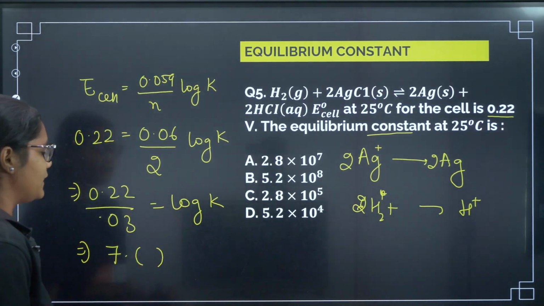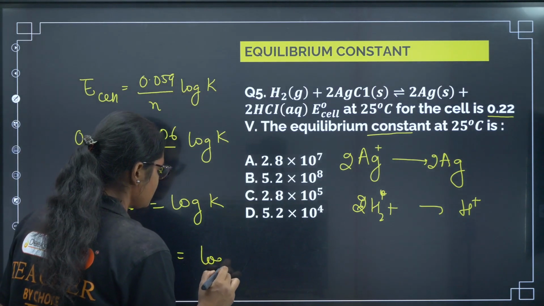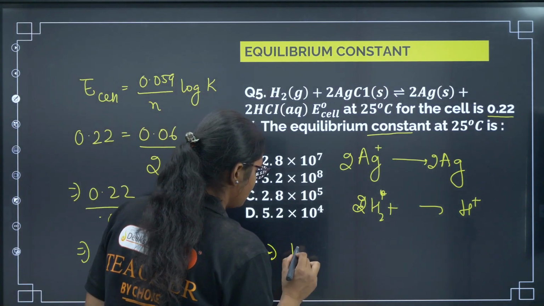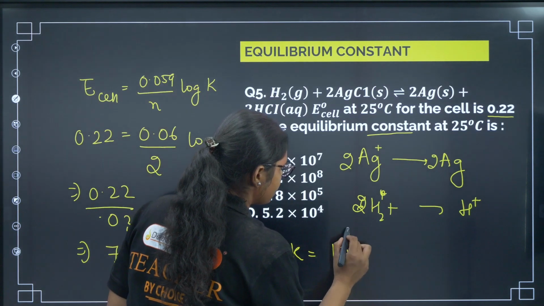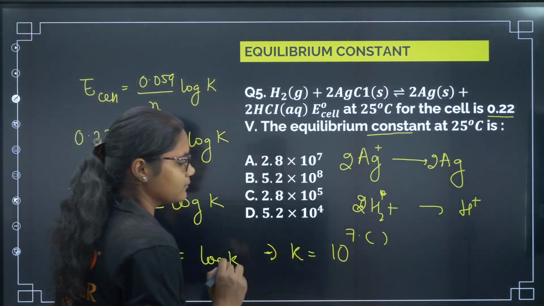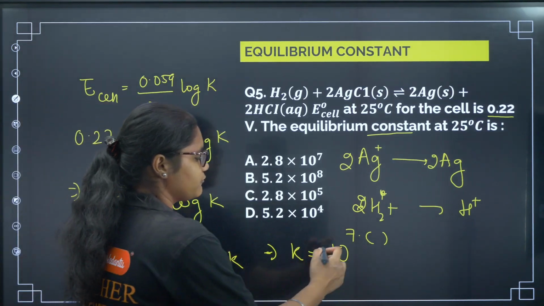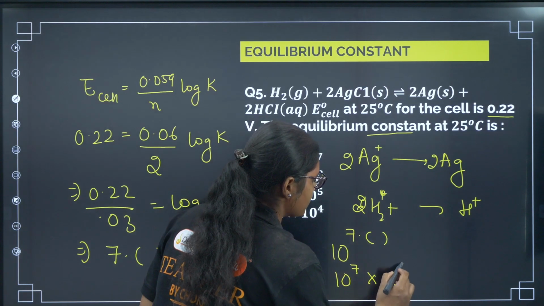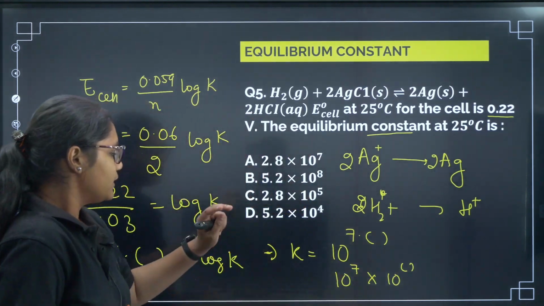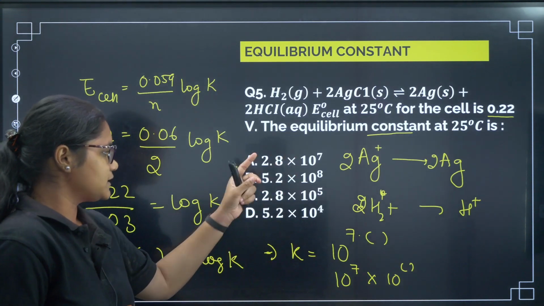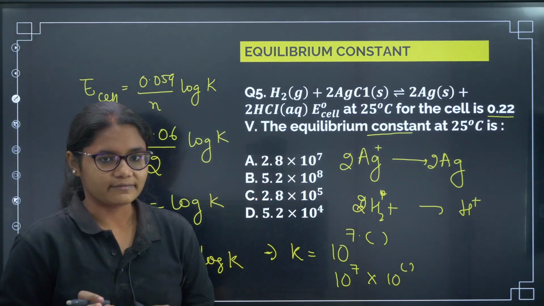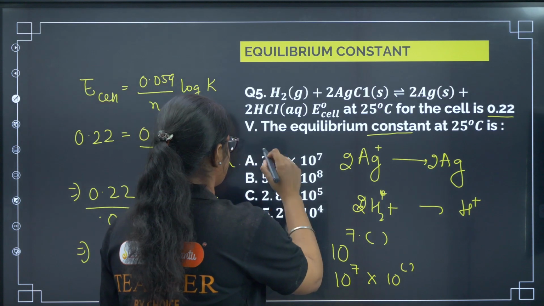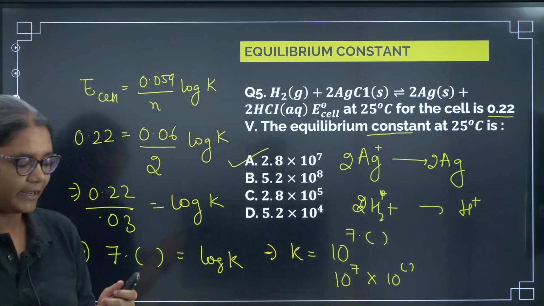So if you take the anti-log on both sides, K value will be equal to 10 to the power of 7 point something, right? If you solve this further, we'll get 10 to the power of 7 into 10 to the power of something, which we can solve. But we need not solve that. You can see in the options, there is one option which has 10 to the power of 7. So obviously that will be the answer, right? So the correct answer here will be option A.